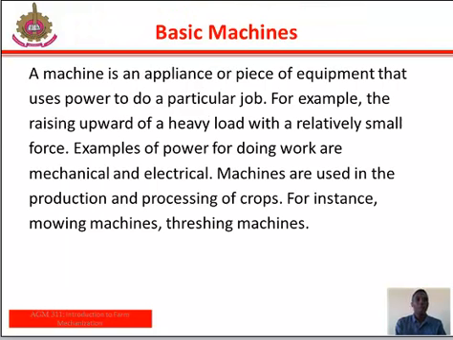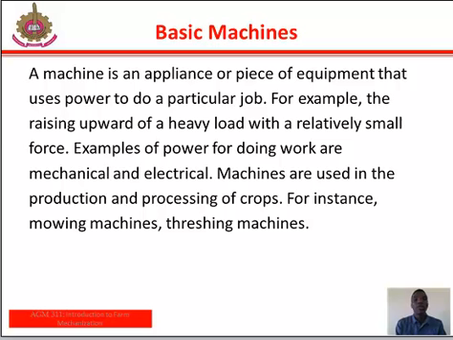Basic machine. A machine is an appliance or piece of equipment that uses power to do a particular job, for example, the raising upward of a heavy load with a relatively small force. Examples of power to do work are mechanical and electrical power. Machines are used in the production and processing of crops, for instance, mowing machines and threshing machines.